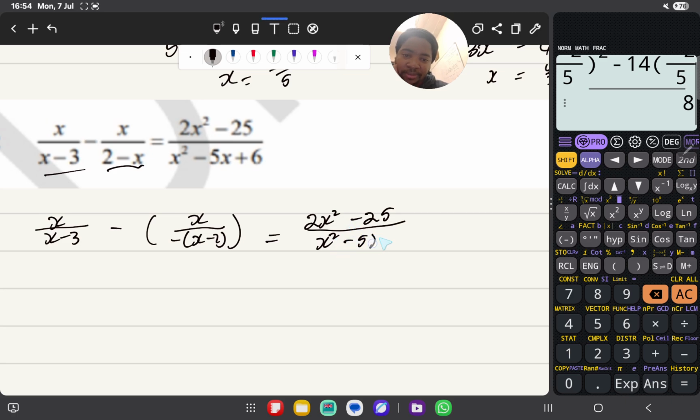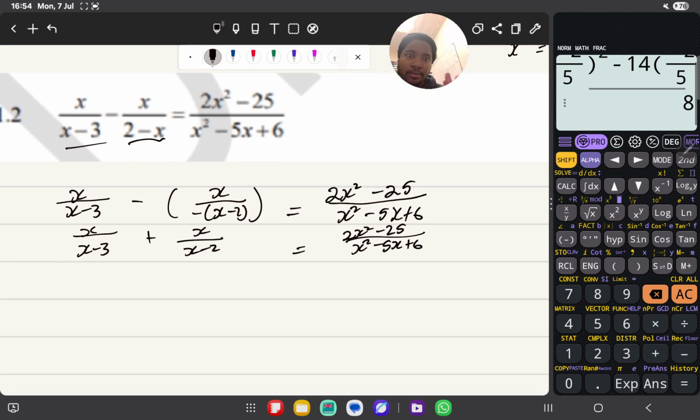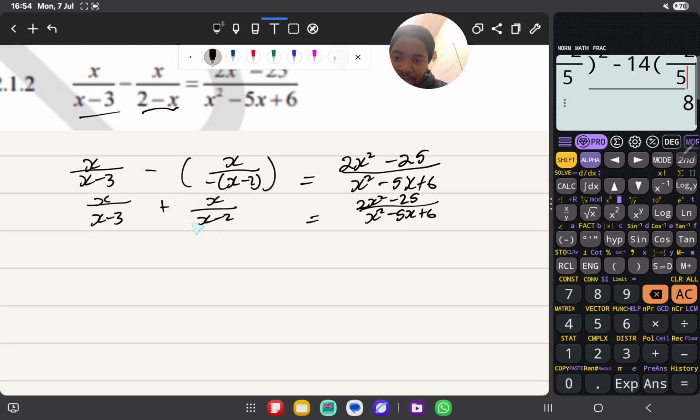Okay, cool. 5x plus 6. So now I know that I have x minus 3. I have a plus x over x minus 2, and x squared minus 25 over x squared minus 5x plus 6. Hope that's not messy. So multiplication now. We multiply these two. Let's start with the denominators. You have a bracket of x minus 3, x minus 2, and then it's this times that you have x.